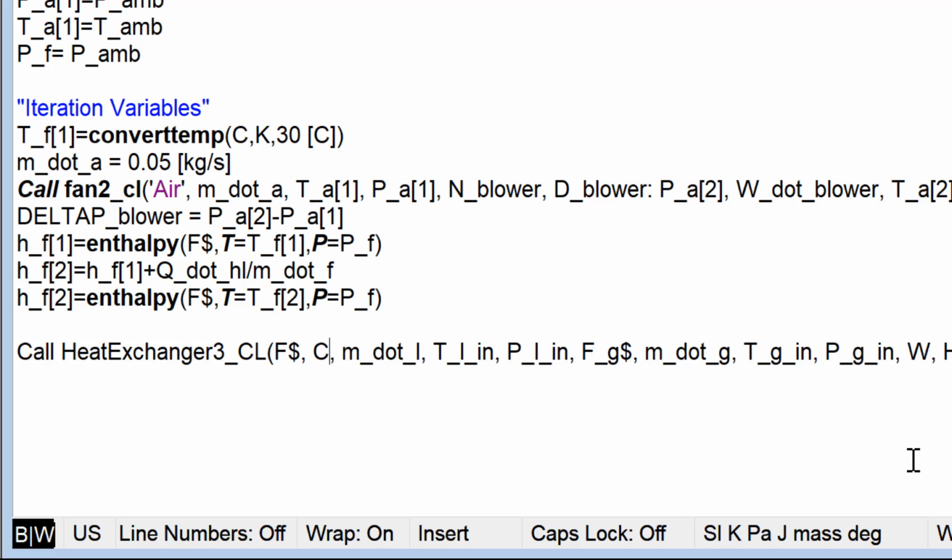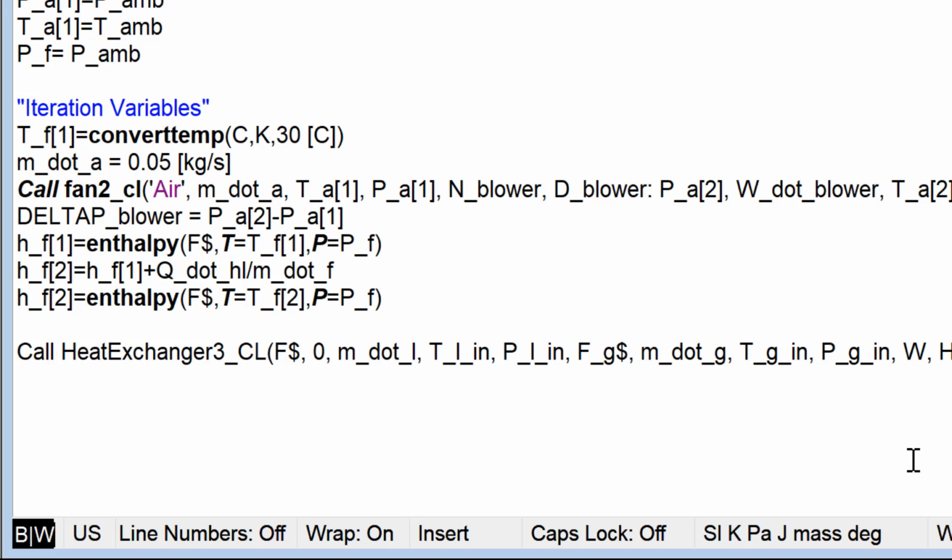It needs the concentration if it's a brine. This isn't a brine, so I don't need to put that in there. The mass flow rate of fluid, what is this? This is TF, I guess 2 actually. Right? That's the temperature of the fluid entering the heat exchanger. This is the pressure of the fluid.